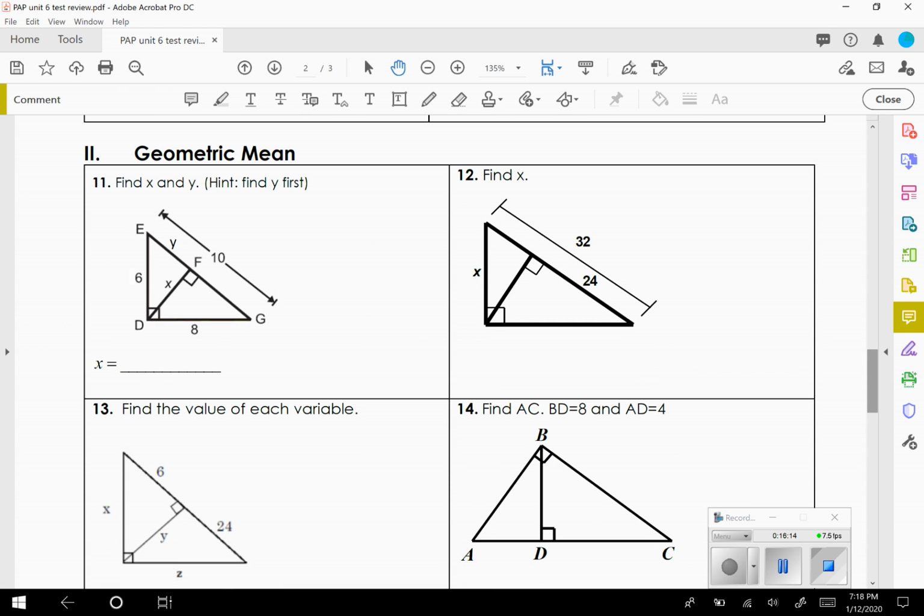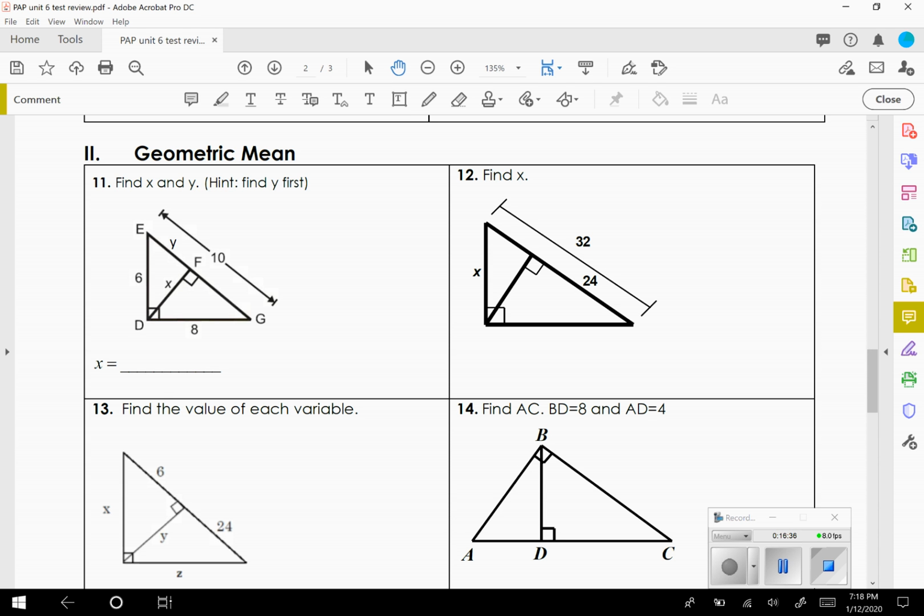All right, our next section, geometric mean. Okay, and on these you'll have to be careful on the test and stuff. Just make sure, like, if it's asking you to round to the nearest 10th or to the nearest 100th, make sure you do that. Otherwise, you have to put it in simplest radical form. Okay, so on this one we have to find both x and y, and the hint is to find y first.